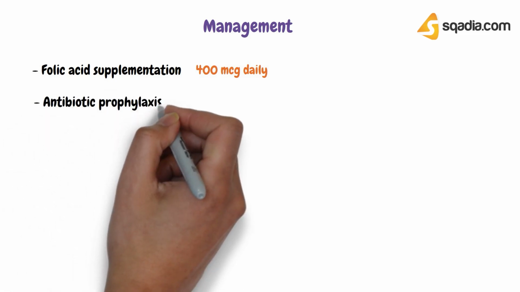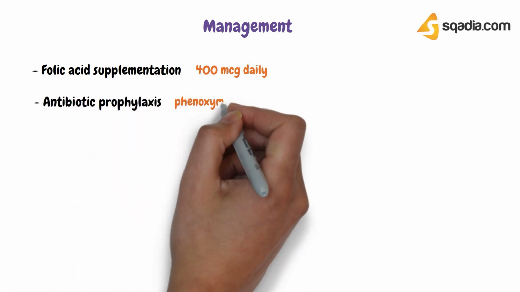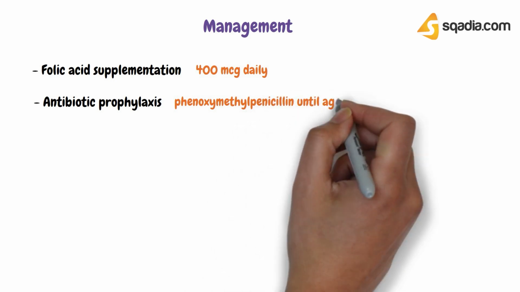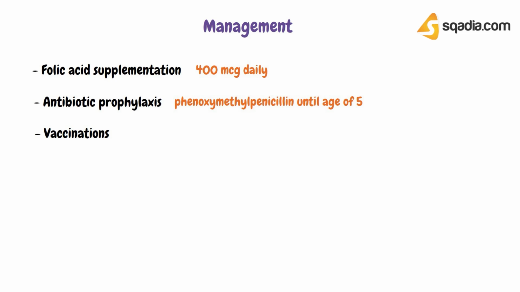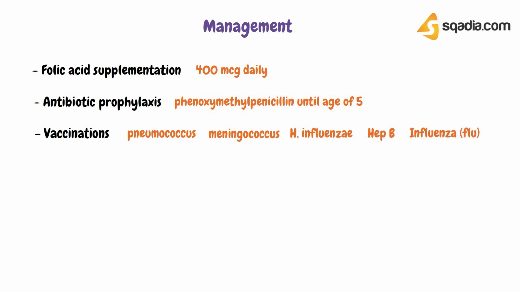Antibiotic prophylaxis with phenoxymethylpenicillin is also given for children up to the age of 5. Vaccinations are also needed against the encapsulated organisms because the spleen is now not functioning really well. And without the spleen, the body is more prone to infections by encapsulated organisms. And these organisms include pneumococcus, meningococcus, Haemophilus influenzae, hepatitis B, and influenza, which is the flu.